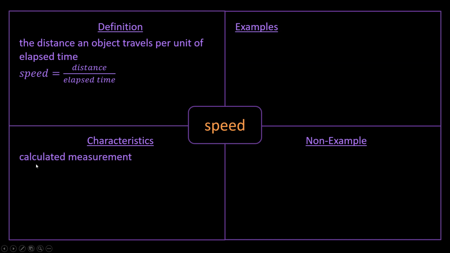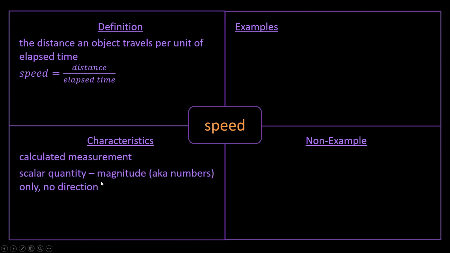Some characteristics are it's a calculated measurement. Notice we had to do this division calculation to come up with the speed. It's a scalar quantity. It has magnitude, in other words, numbers only. It doesn't have a direction. The SI unit is meters per second. Let's look at some examples.